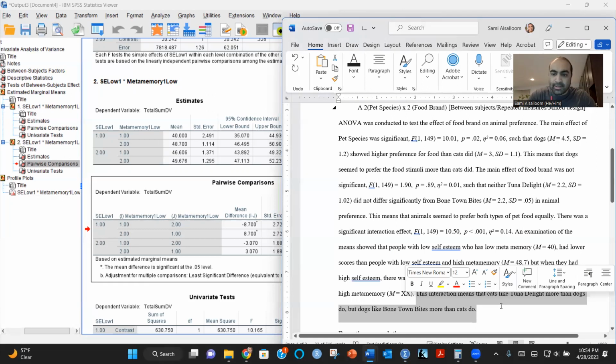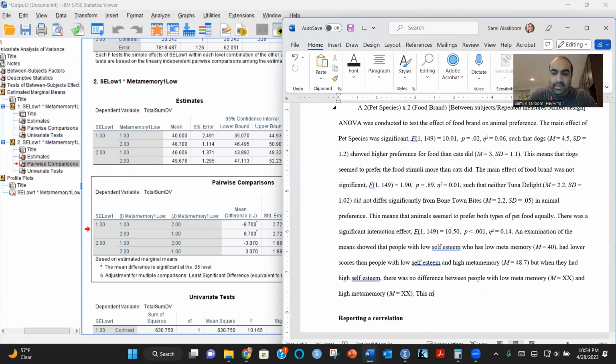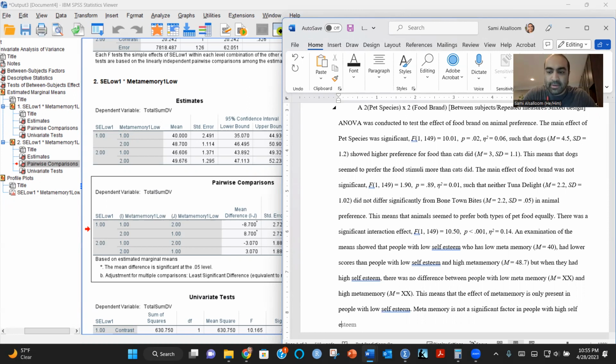And then to explain what that means, this means that the effect of meta memory is only present in people with low self-esteem. In other words, meta memory is not a significant factor in people with high self-esteem. Okay.